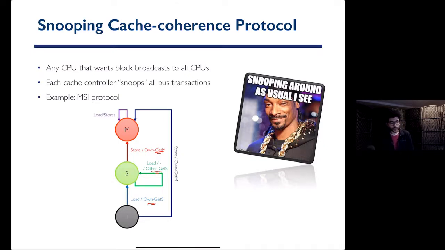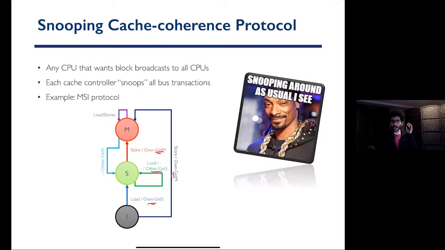What I could do is just issue a GetM right away. I tell everybody that I want this in an M state and I get it. Once I get the acknowledgement, I go to M and I can read and write from it. Now, let's say I had this cache block in modified state, meaning that I was reading and writing.